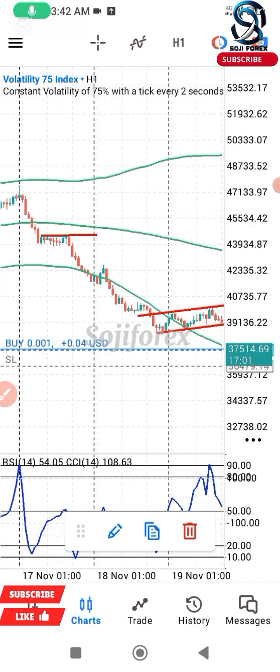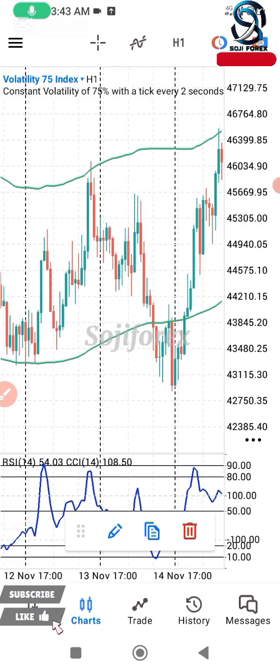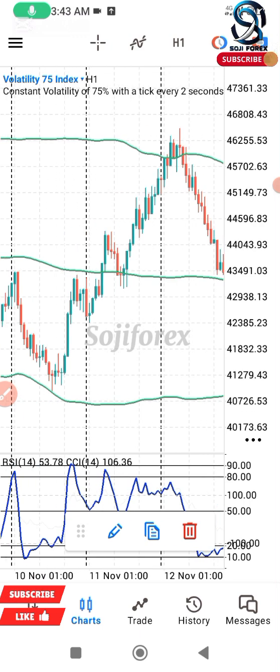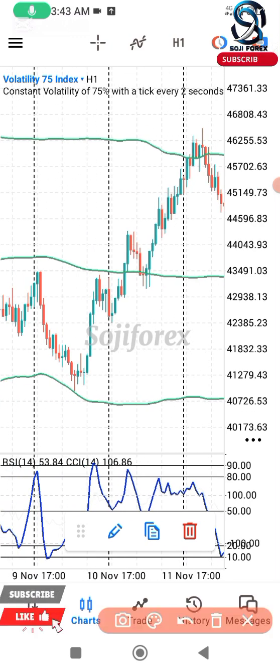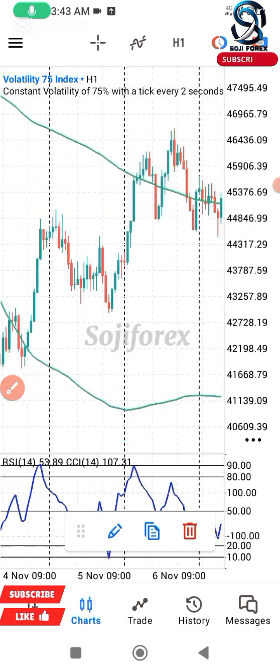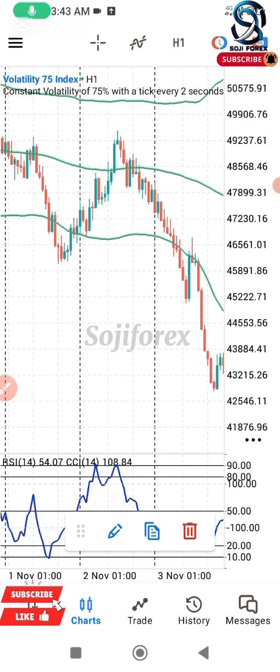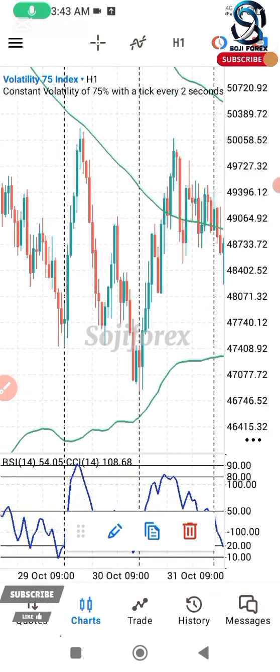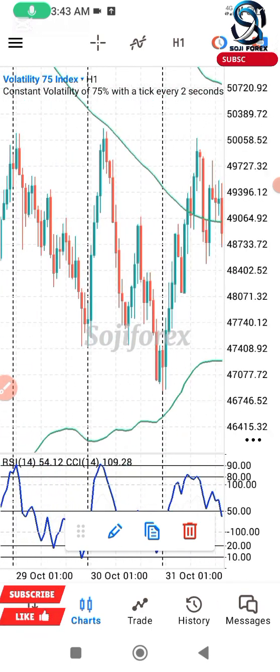So let's go back and do a backtest and see exactly what happened. Look at what I just explained. So what happened in this scenario? First, you can see that this works. It works wonders.